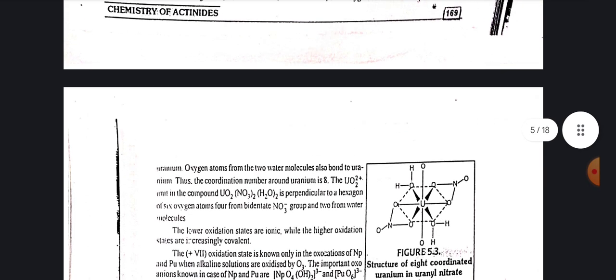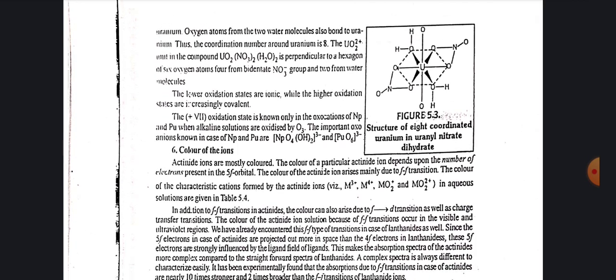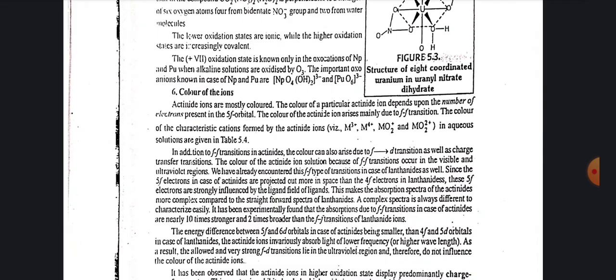It also consists of a linear UO2 2+ ion, surrounded by two NO3- ions and water molecules. The NO3- groups are bidentate and therefore two oxygens from each NO3- are bonded to uranium. Oxygen atoms from the two water molecules are also bound to uranium, thus the coordination number around uranium is 8. The UO2 unit in the compound UO2(NO3)2 is perpendicular to a hexagon of 6 oxygen atoms, 4 from the bidentate NO3- groups and 2 from water molecules.